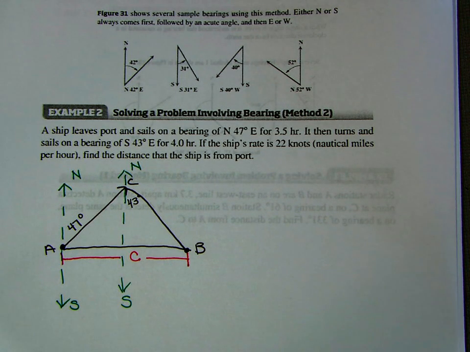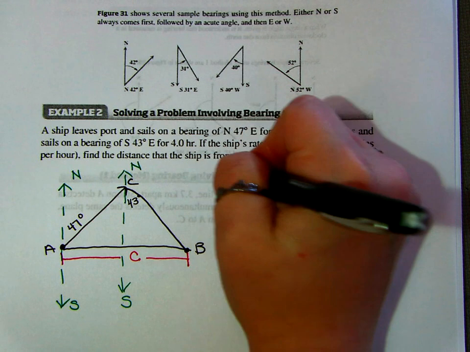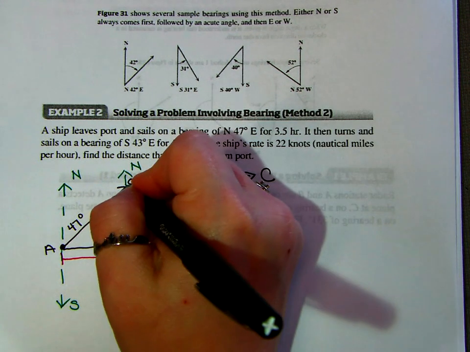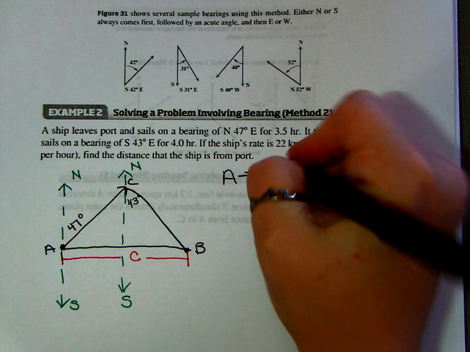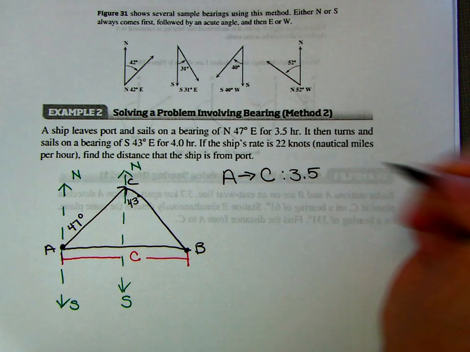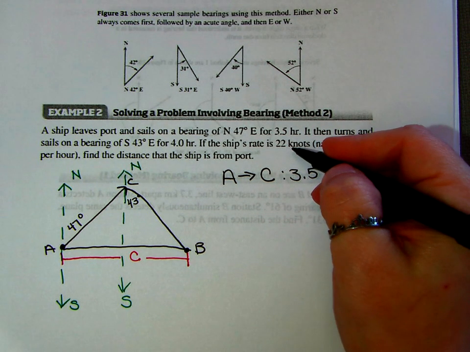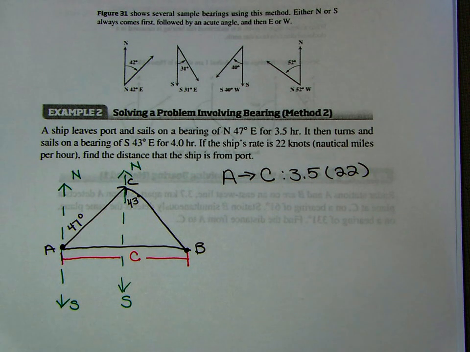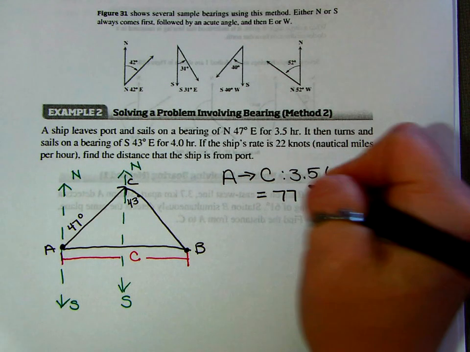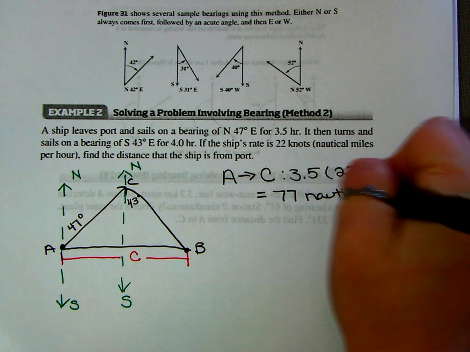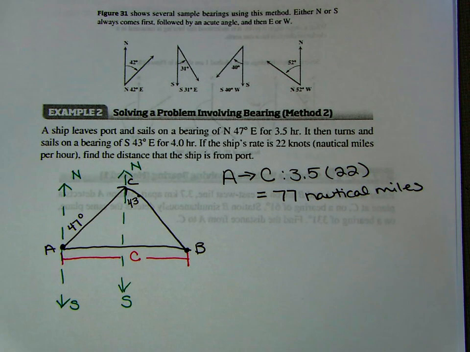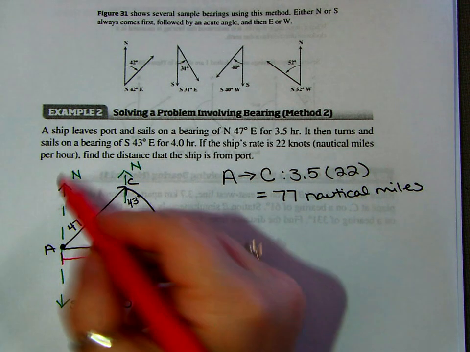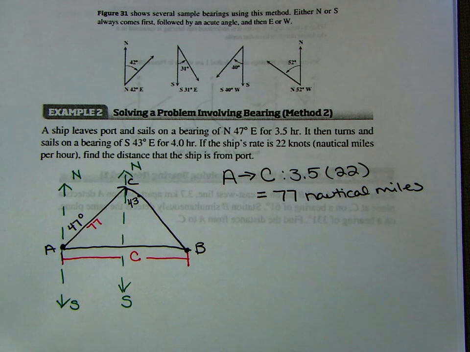You're like, okay, well, once again, we have lots of information, and none of it seems super helpful just yet. But they actually gave you everything that you need, because as the ship travels from point A to where it's going to turn up here at point C, we know that it traveled for 3.5 hours. And they even told us what the speed is. It's 22 knots. So I'm going to take 3.5 hours times the 22 in order to figure out how far the ship actually traveled at that point. And if you do that, you get 77 nautical miles. That means that the side from A to C is 77 nautical miles, however you want to think about it.